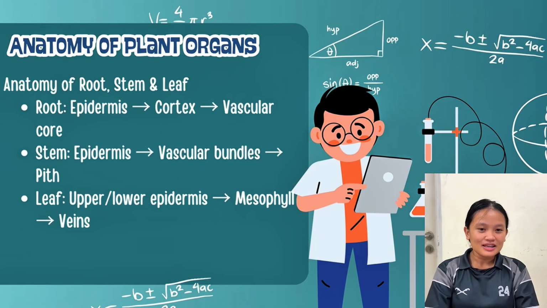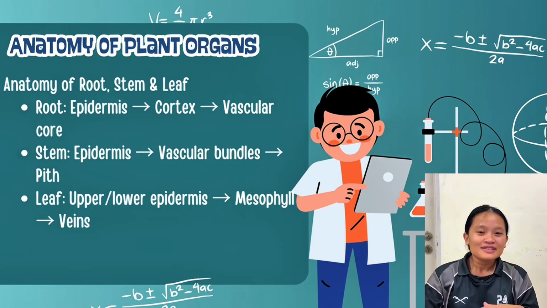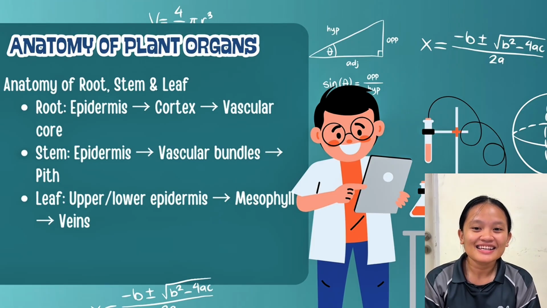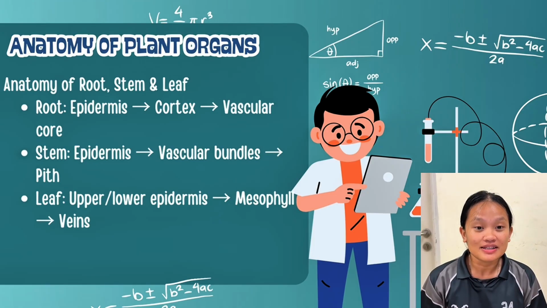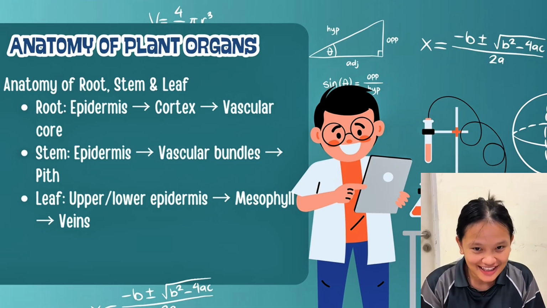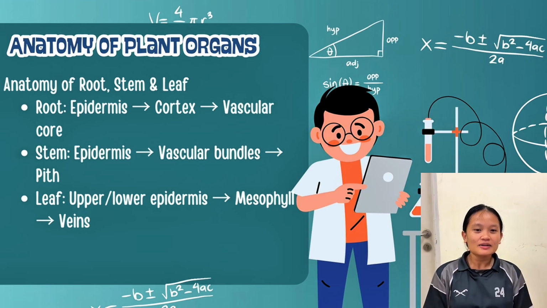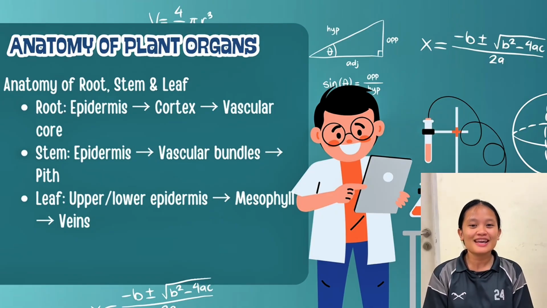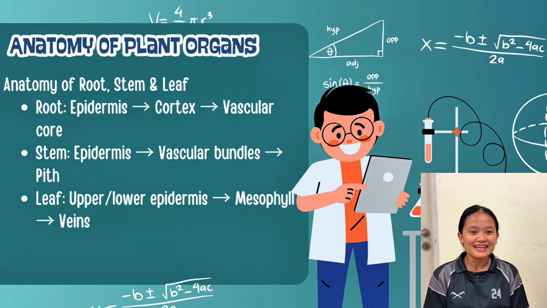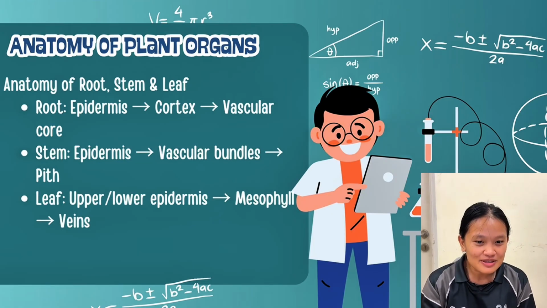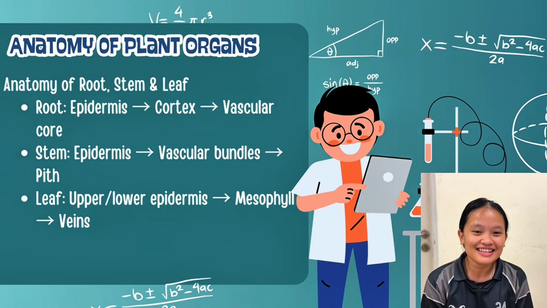In the stem, especially in dicot plants, vascular bundles are arranged in a ring, with xylem on the inside and phloem on the outside, which helps transport water and food. In a leaf, the upper and lower layers are called the epidermis, and inside is the mesophyll layer where photosynthesis happens. The veins contain xylem and phloem to move water and nutrients. Each organ is specially structured to perform its job effectively.